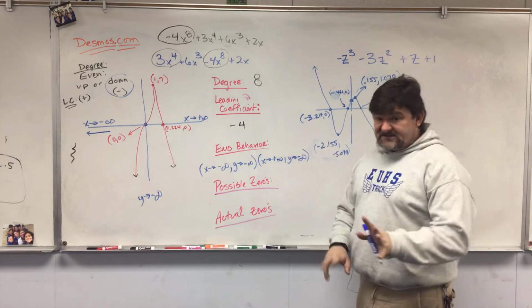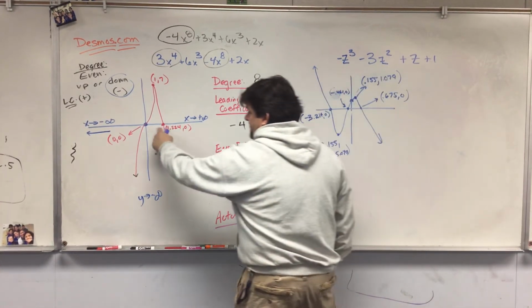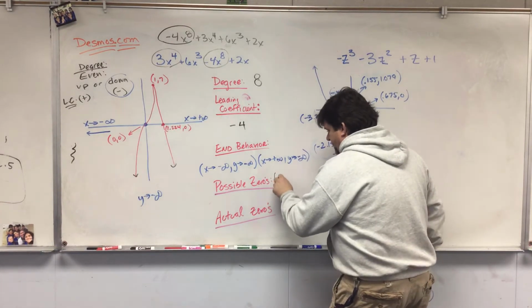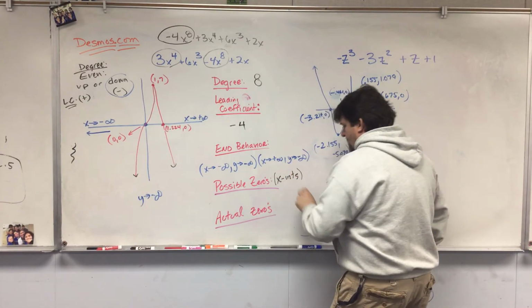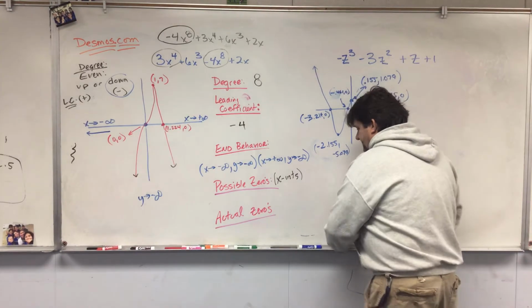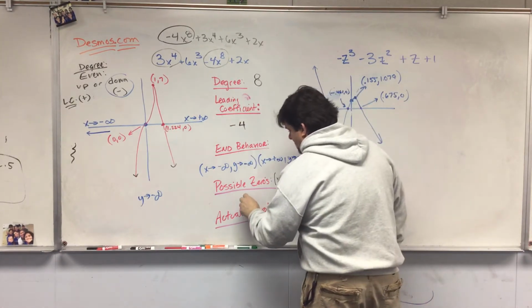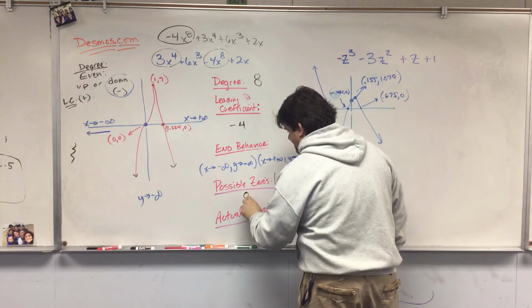The number of possible zeros, in other words, the number of possible x-intercepts, which are also known as solutions, is always equal to the degree. So the possible number of zeros for this one is 8.